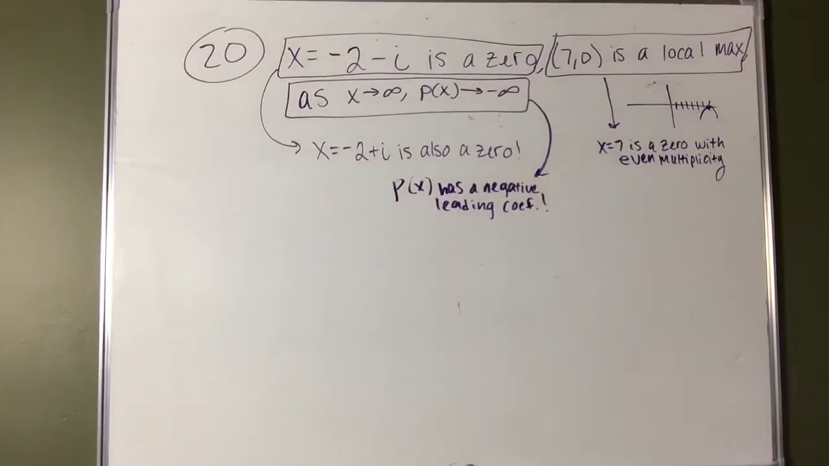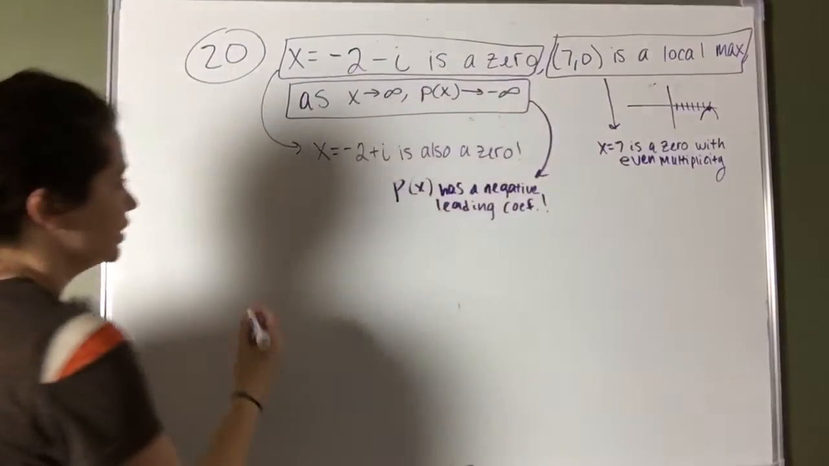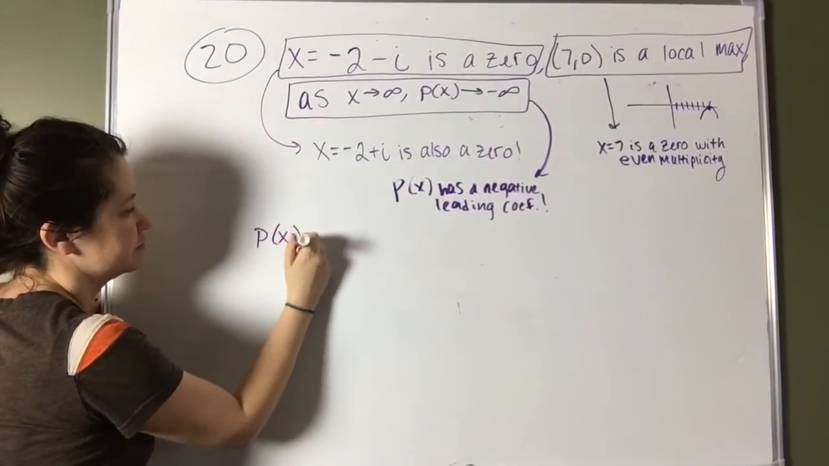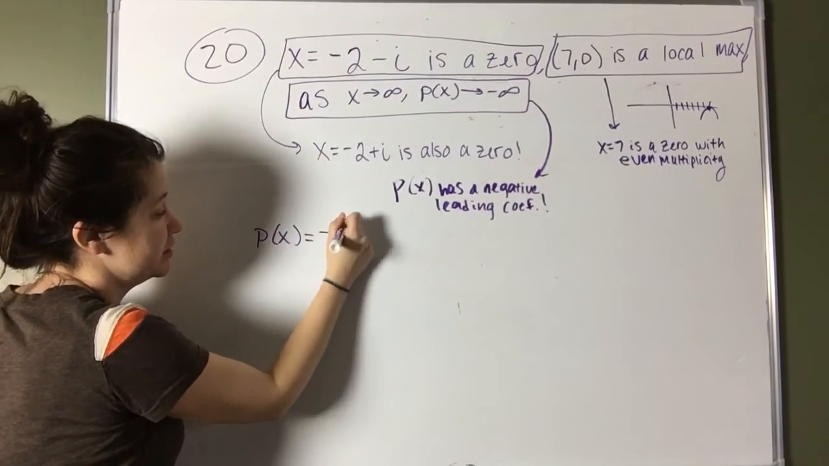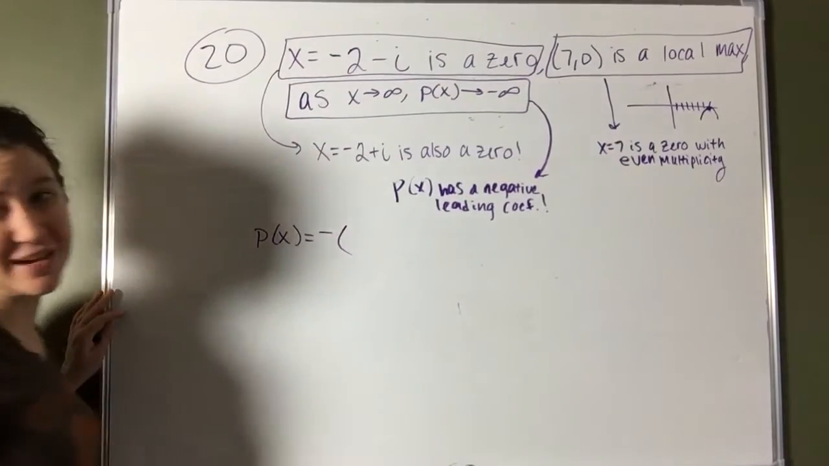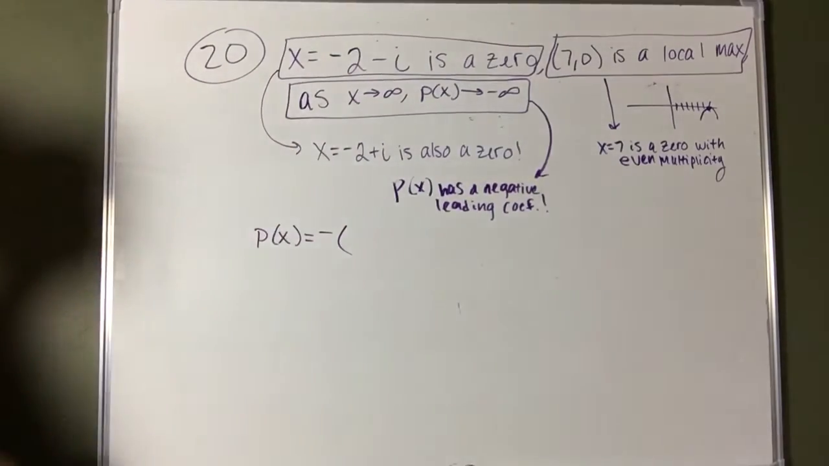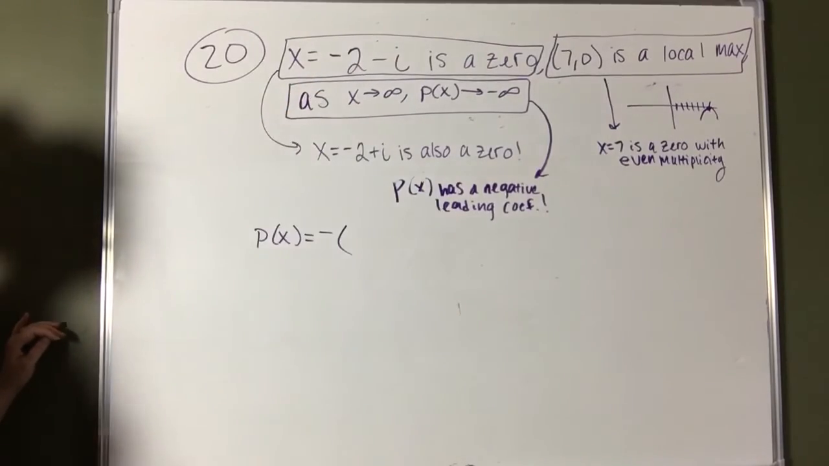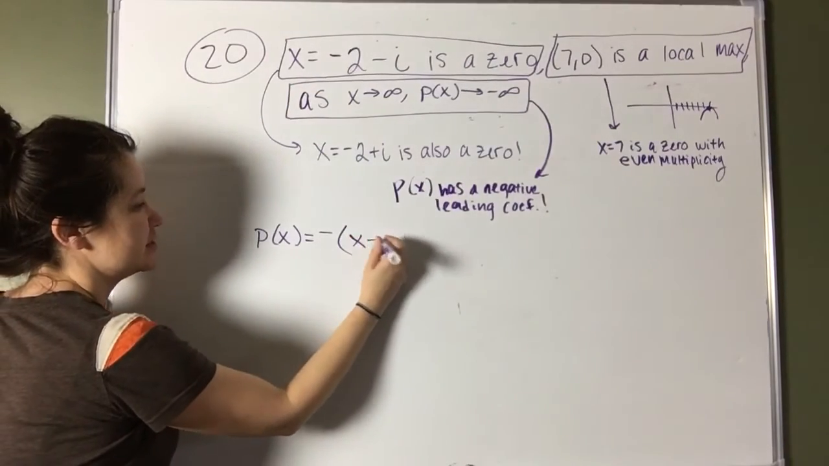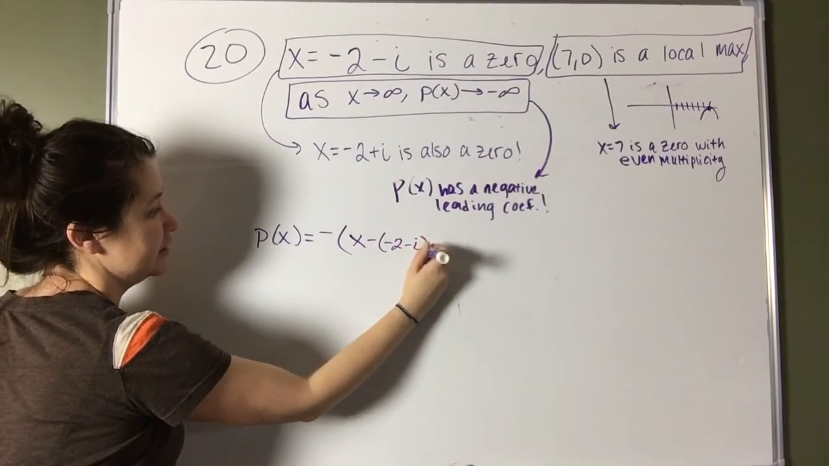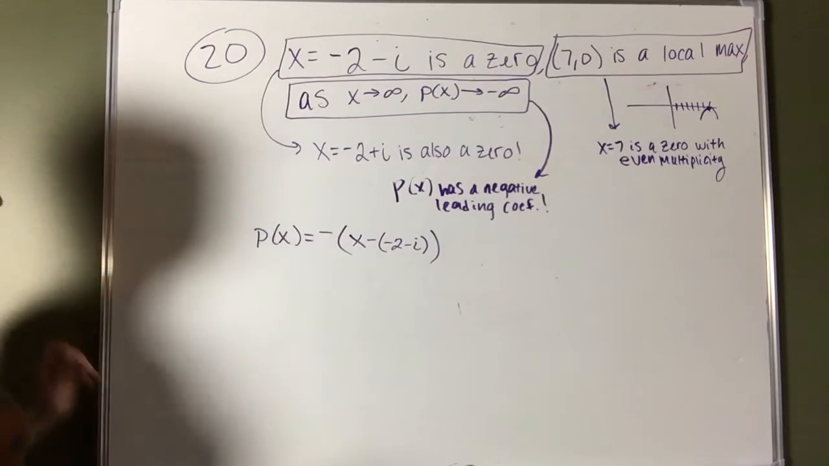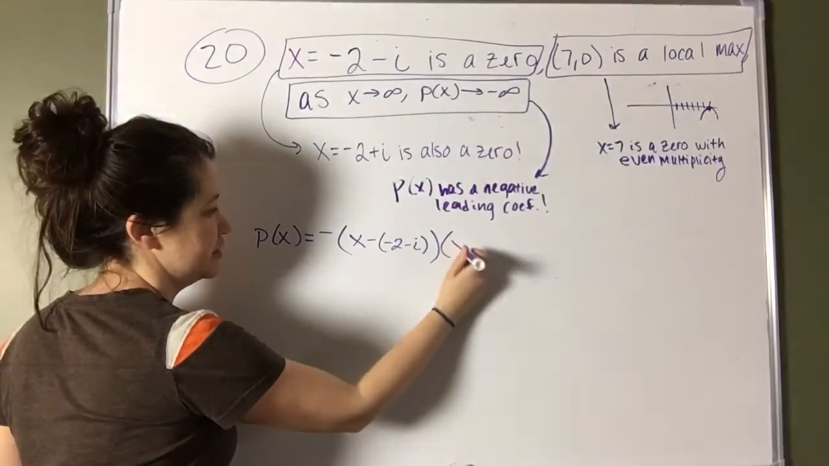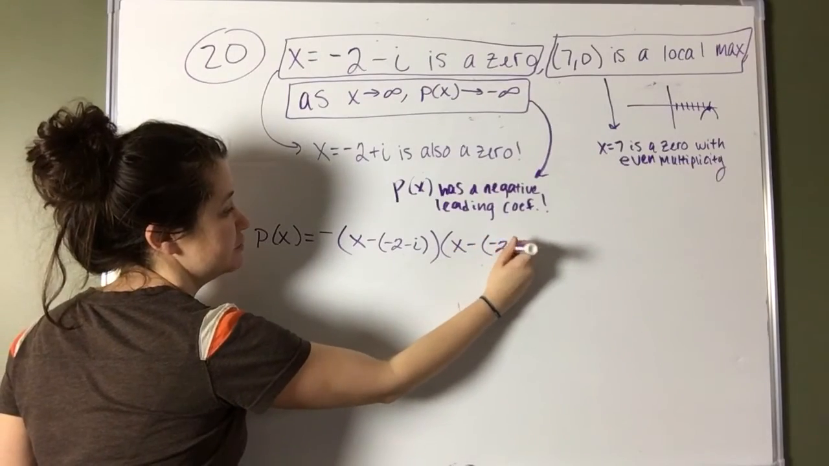All right, so now let's piece this all together. What we want to do is build factors for our polynomial. So we're going to have p of x equals, I'm going to put a negative in front because we need a negative leading coefficient, and then I'm going to start building factors for these zeros. If -2 minus i is a 0, that means we have to have a factor of x minus (-2 minus i). Make sure you group this. And then if -2 plus i is a 0, we can build a factor for that in a similar way. It'll be x minus (-2 plus i).